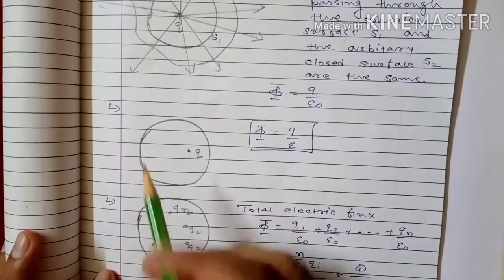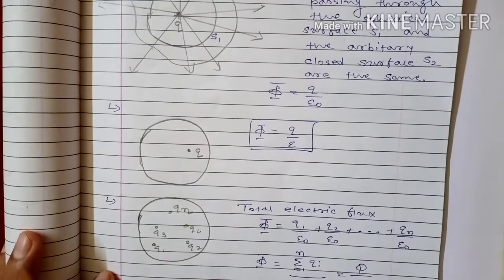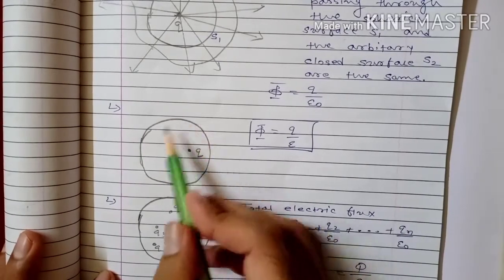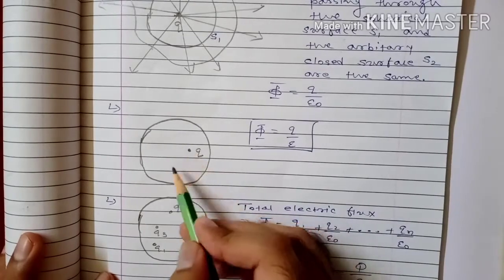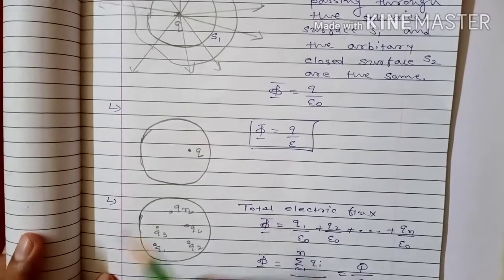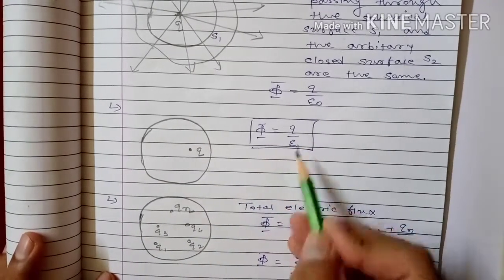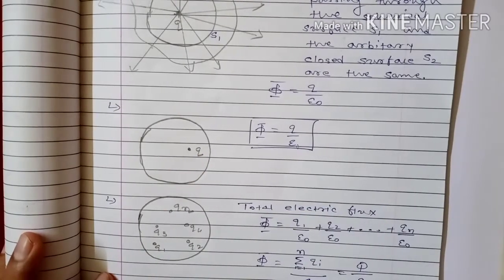Now, instead of taking this charge at the center of the sphere, we can take this charge at any point inside the sphere. It means here electric flux does not depend on the position of the charge. Here the electric flux you will get is q by epsilon naught only. It means electric flux is independent of the position of the charge.